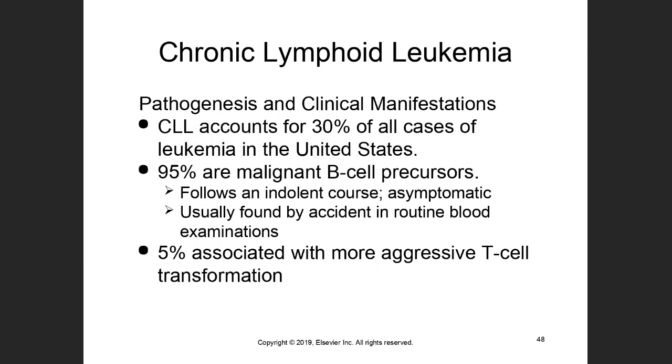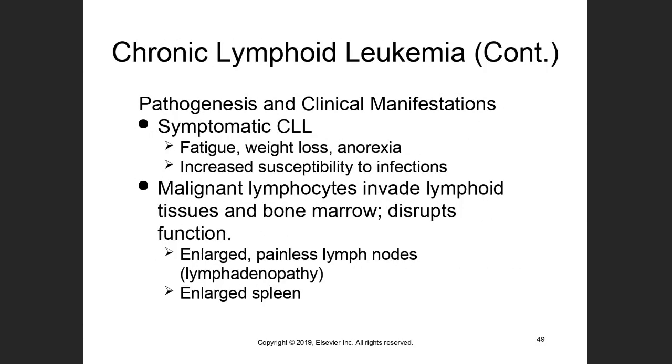Right here we have chronic lymphocytic leukemia. In chronic lymphocytic leukemia, 30% of the cases of leukemia in the United States, 90% are malignant B cell precursors. Remember that we have B cell and T cell in the chronic lymphocytic. Symptomatic chronic lymphocytic leukemia: fatigue, weight loss, anorexia, increased susceptibility to infections. All those patients always have increased susceptibility to infection. Why? Because you don't have T cell and B cell. Basically, that's your mechanism of defense to any foreign body.